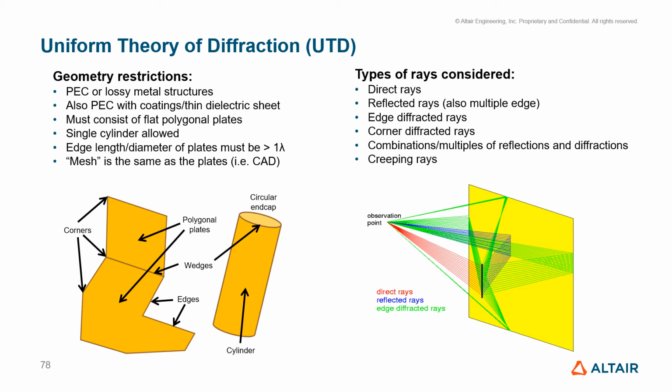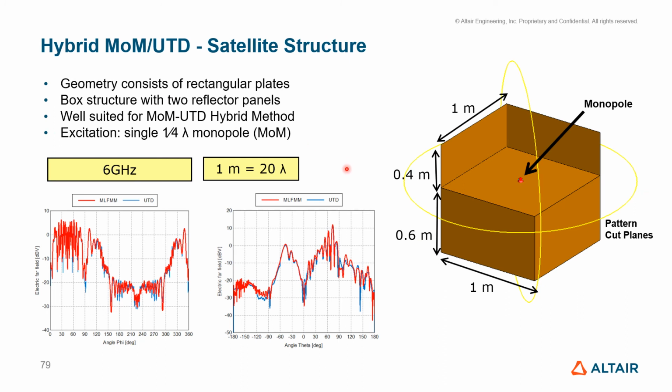As an example, we can take a satellite structure which may look like a CubeSat, at 6 gigahertz. This is around 20 wavelengths in size on each side. And there is a little lambda by 4 monopole at 6 gigahertz. You can see that if you compute with MLFMM, the red line, and UTD, the blue line, you get a very nice agreement, despite the fact that the monopole is in the middle of this corner reflector type of structure, which could have multiple reflections, etc.